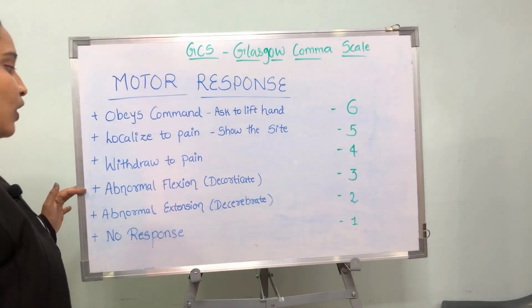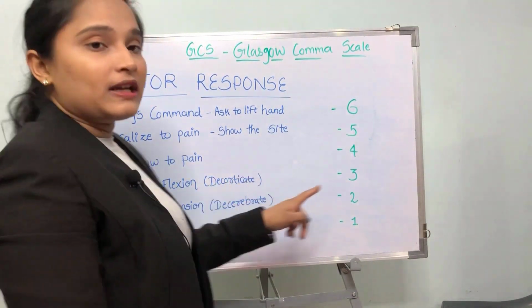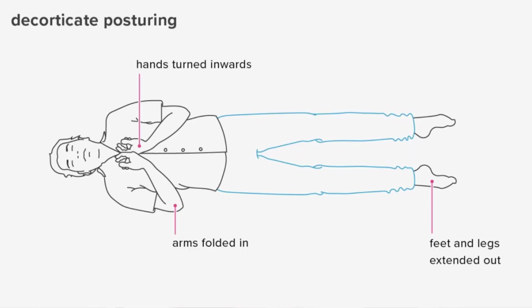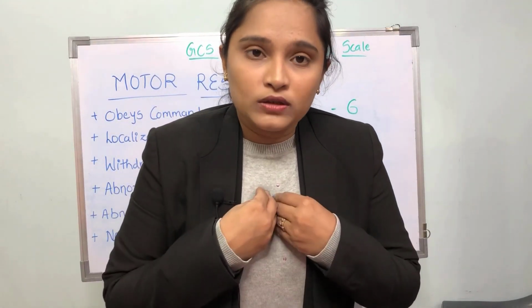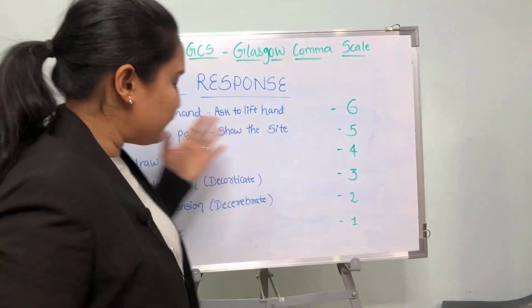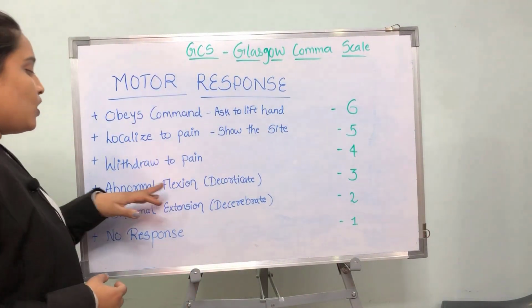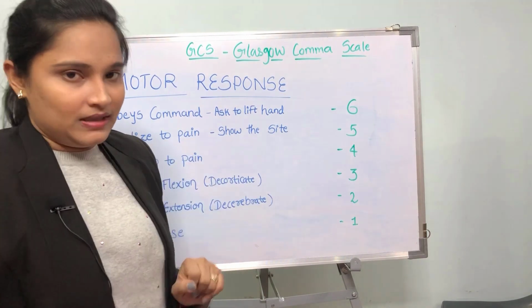If there is abnormal flexion or decorticate posturing. Decorticate posturing is an abnormal posturing in which the person is with bent arms, clenched fists and legs held out straight. Arms are towards the body and wrist and fingers are held on the chest. So if you give pain on the sternum, the patient will flex his body. So the score will be 3.